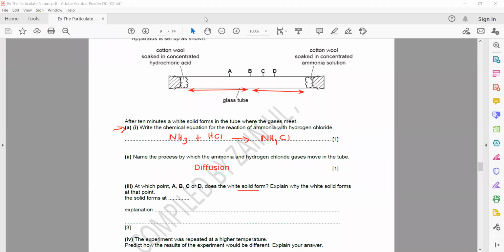So the right answer for this one is A. And why is A the right answer? Because ammonia is lighter, or you can say it has a smaller molecular mass, it will diffuse faster.